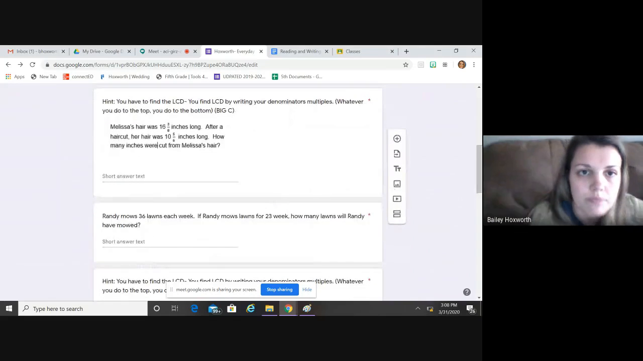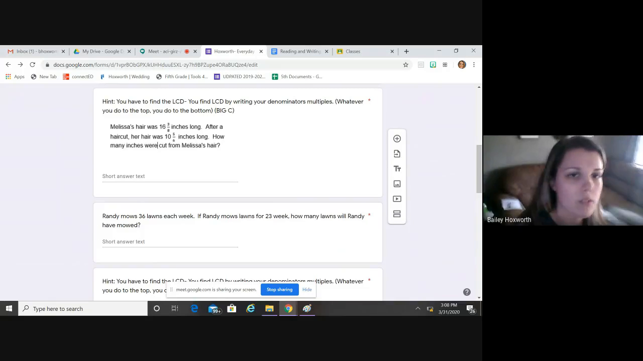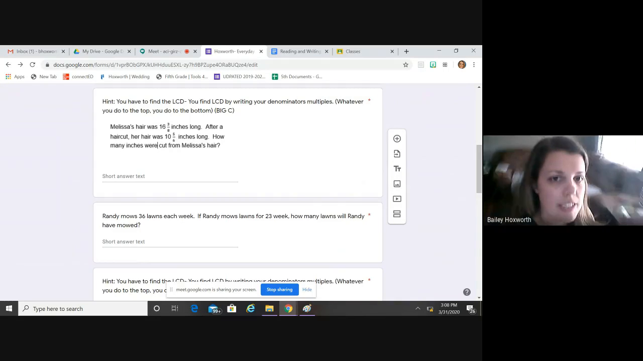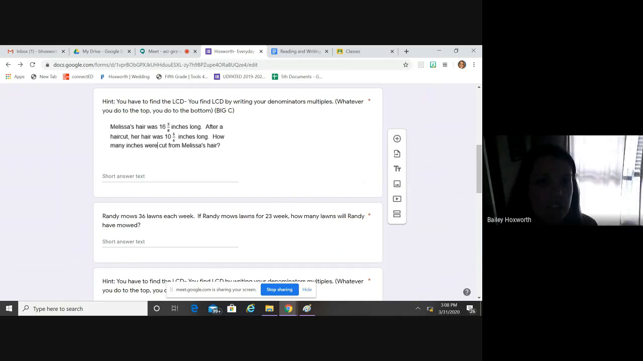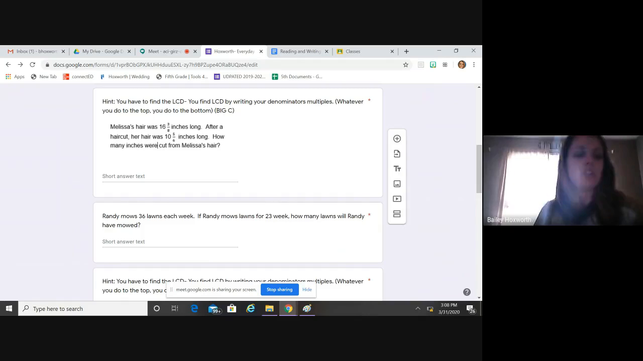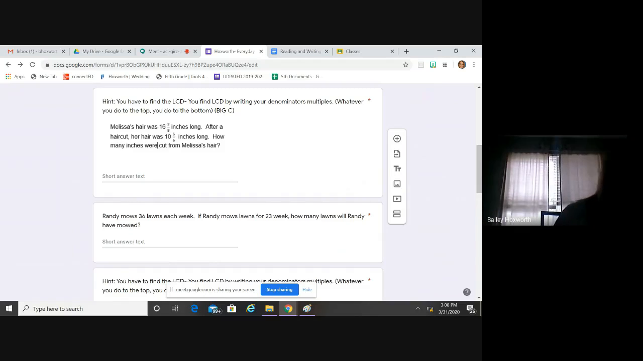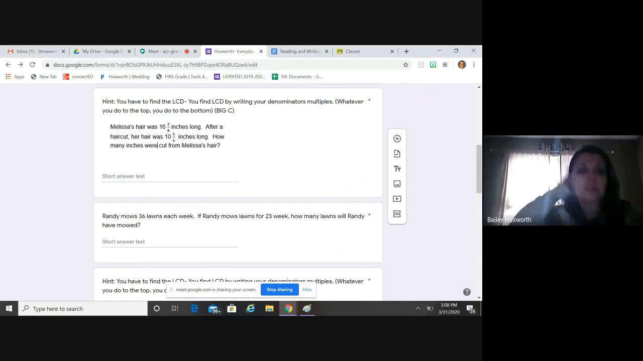Next question. Melissa's hair was 16 3/8 inches long. After a haircut, her hair is now 10 5/6 inches long. How many inches was cut from her hair? So if I'm losing hair, if I'm having it cut off, what operation should I be doing? I should be doing subtraction.